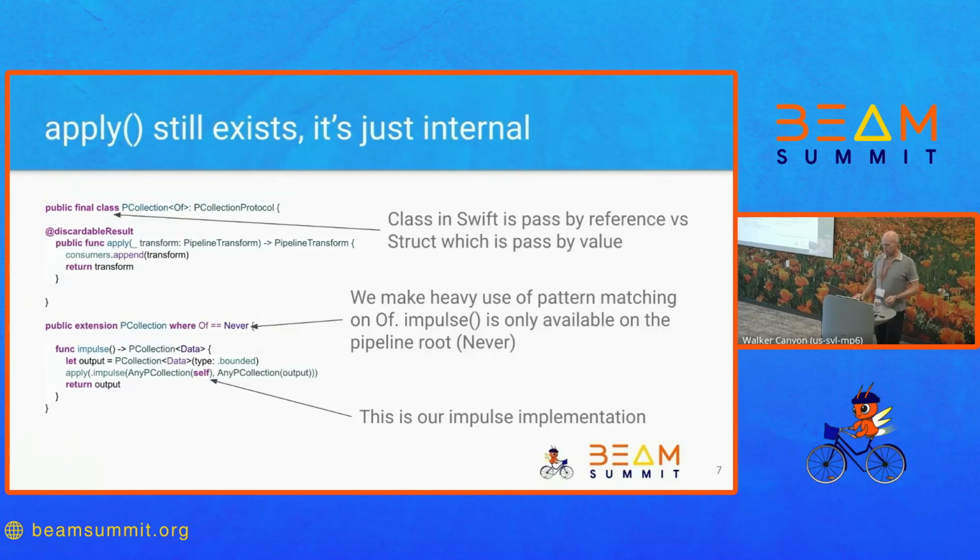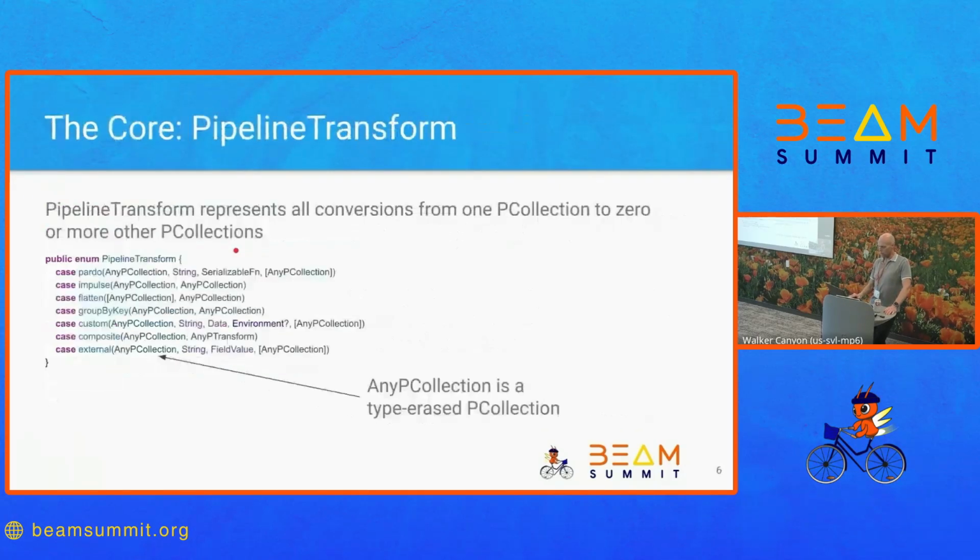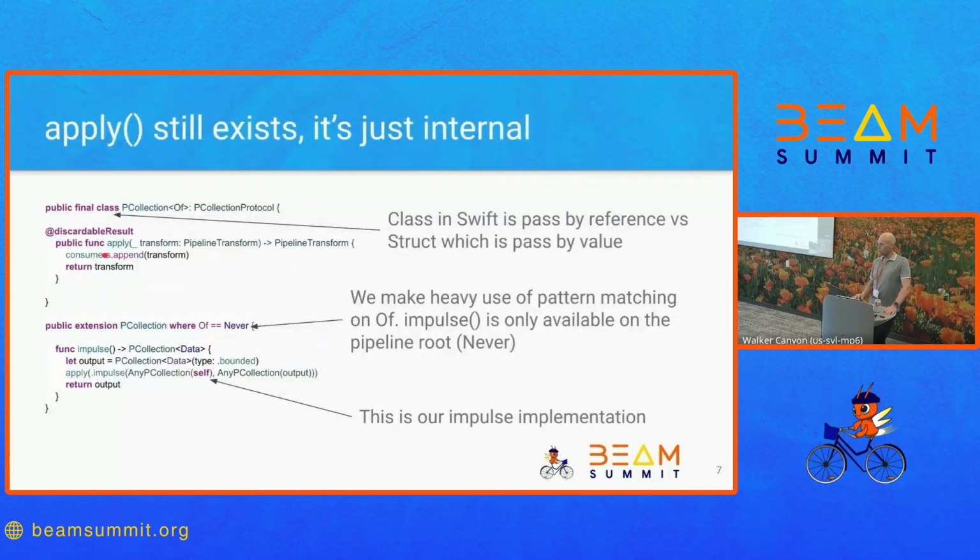So it's defined on PCollections, just like it is in Java. And mostly what it does is it appends the transform that you specify, so the pipeline transform from the previous page, to the outputs of that PCollection for the consumers of the PCollection. So this is what's building up your graph, right? And so, for example, to implement impulse, we apply the dot impulse.